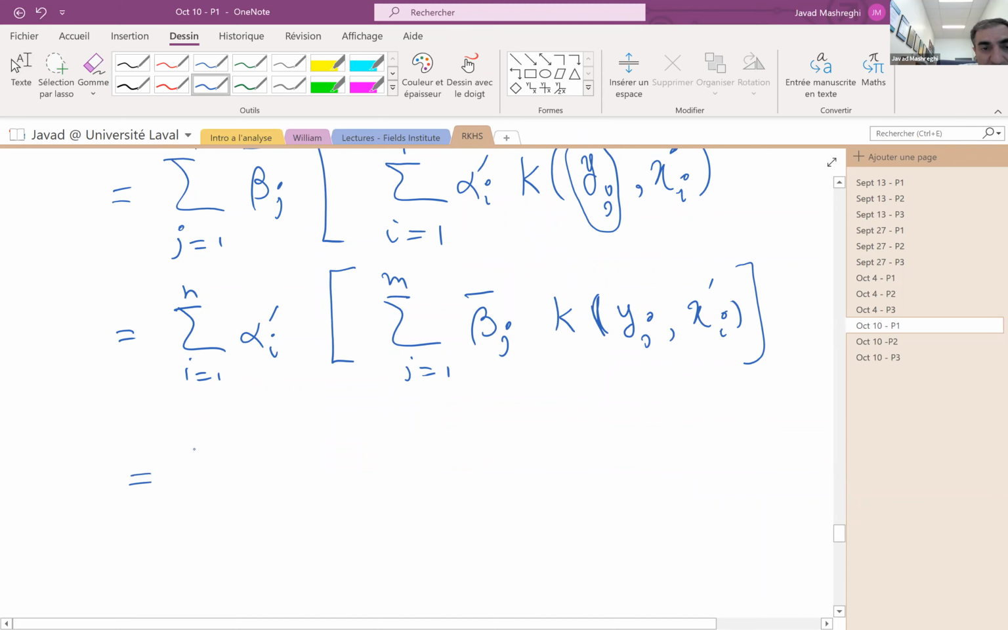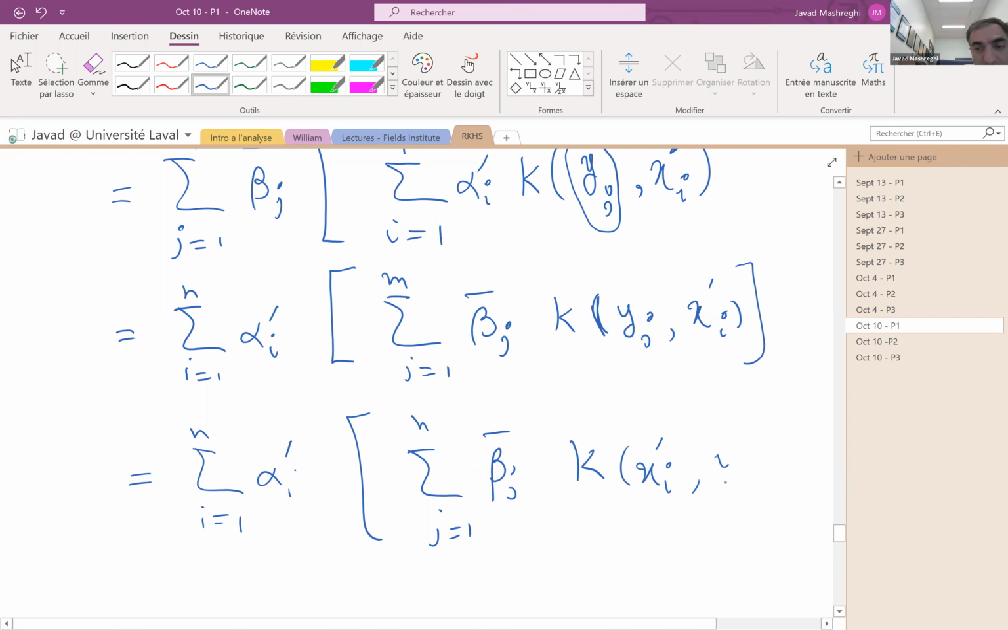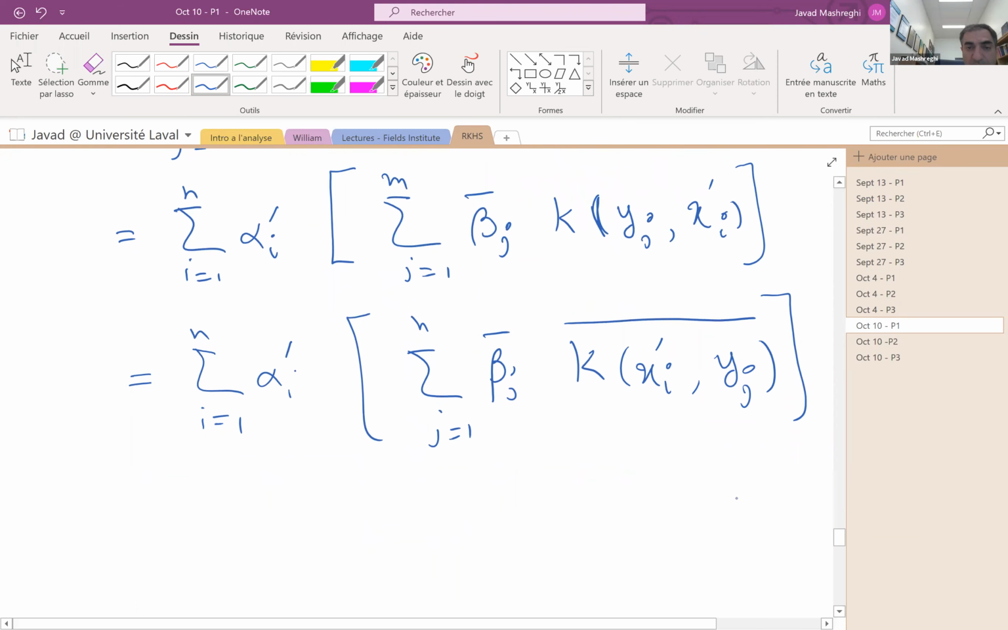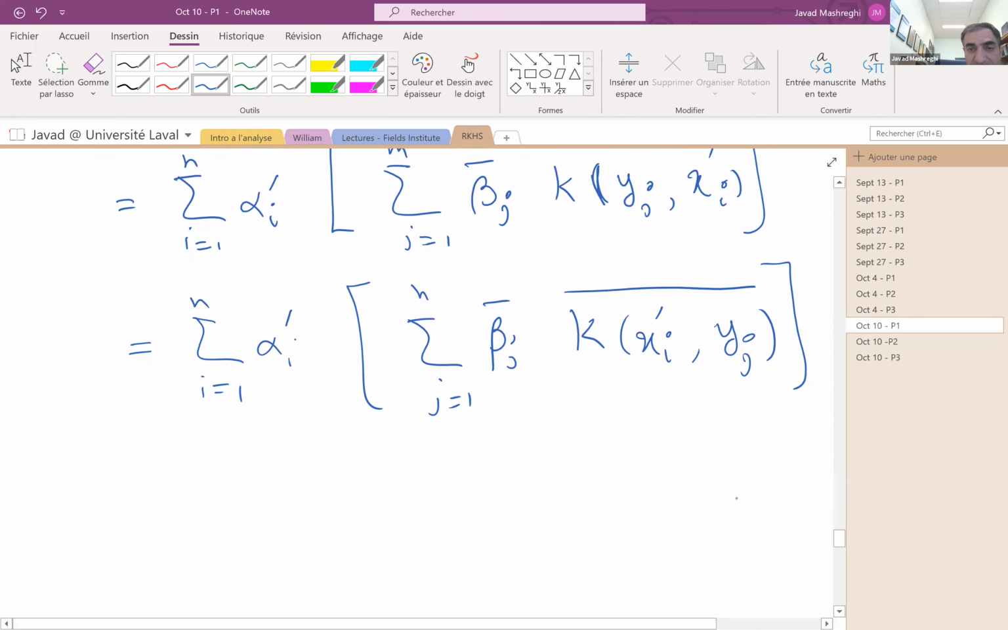In other words, this is equal to the same thing here, the same thing here, and here is k(x_i', y_j) bar. If you change the order of the arguments, you need to put a bar over there. And now take the bar outside over the bracket.